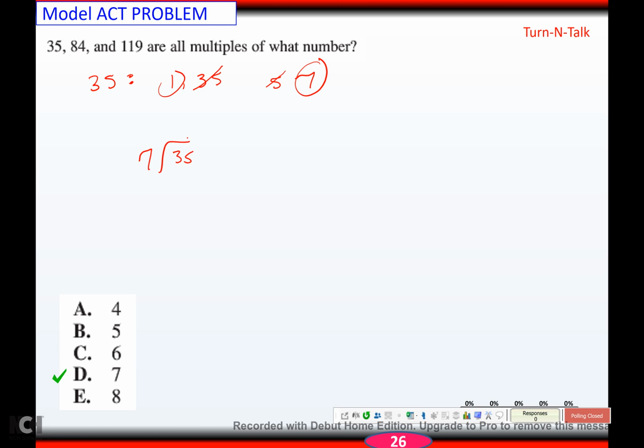7 goes into 35 5 times, so that works. 7 goes into 84 12 times, so that works. And 7 goes into 119 17 times evenly. So all of these numbers are multiples of 7. Okay?